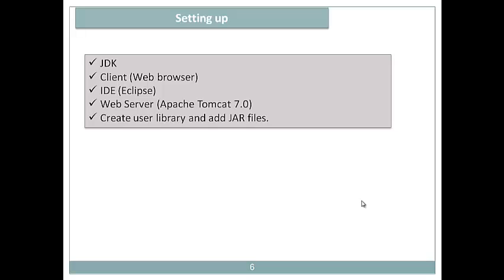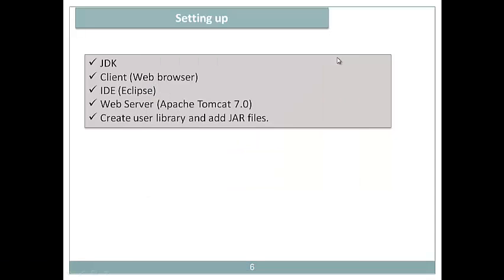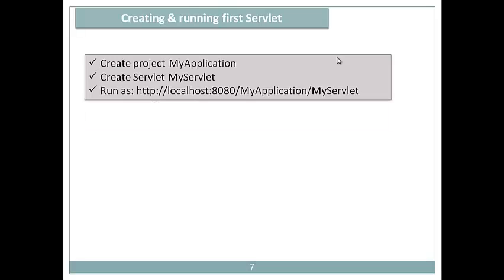But before that, I'd like to tell you that to run our application, we need a server. We can either use Apache Tomcat or Glassfish server, but we will go for Apache Tomcat server here. And after we are done with downloading and installing these two components, we will create a user library and add jar files that are necessary for running the servlet application.